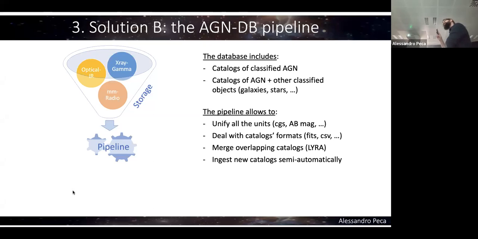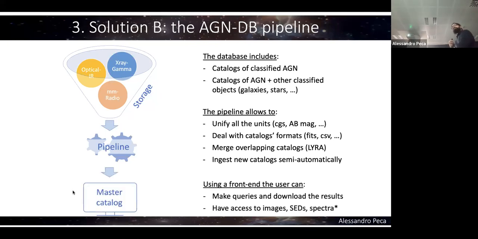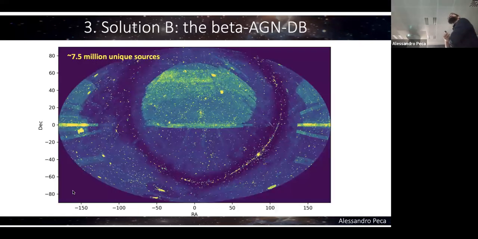And the nicest thing is that we can ingest new catalogs almost automatically. This means that if you tomorrow publish a new catalog of AGN, in a couple of days, we can include it in our pipeline. The output of our pipeline is a single, unique, huge master catalog. And we are also developing a website in which people can make queries, of course, download the results, and have access to images, SEDs, and also spectra. So this is a preview of what we have.